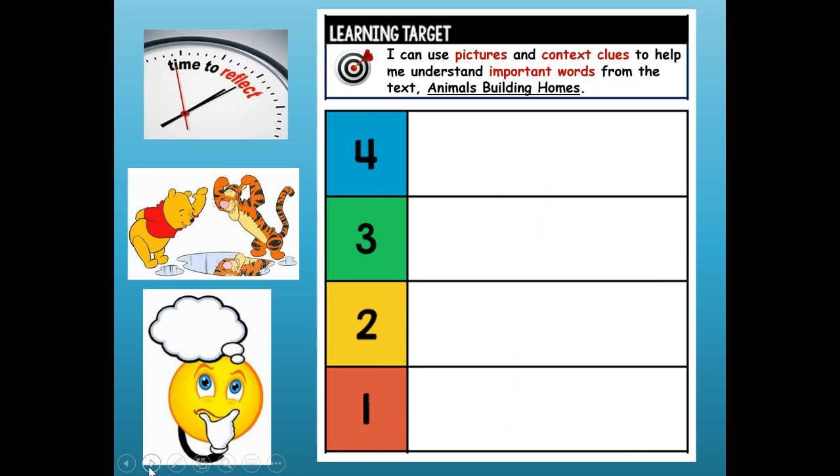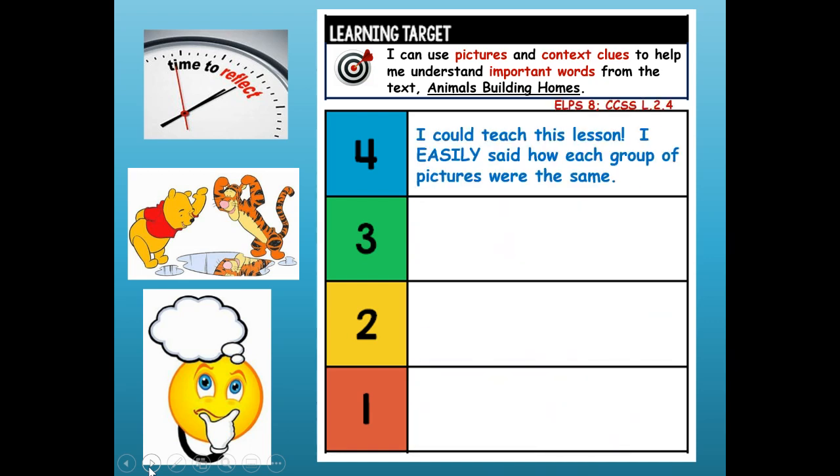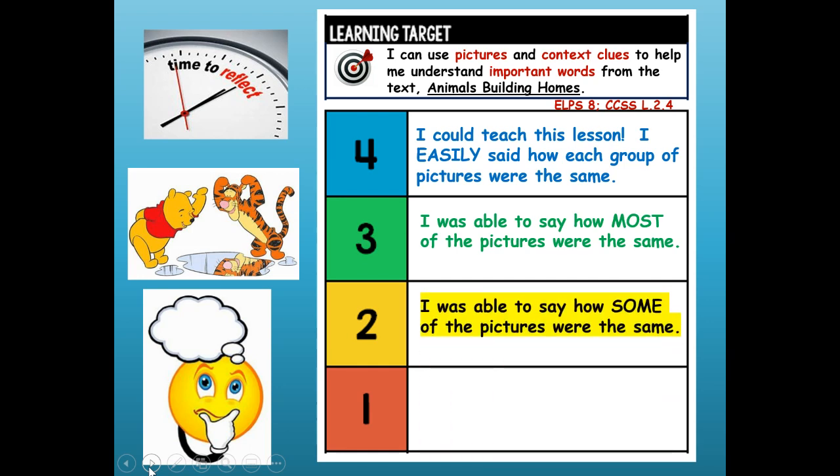I want you to reflect on your learning target. I can use pictures and context clues to help me understand important words from the text, animals building homes. How do you think you did? Right on the top of your paper. Do you think you got a 4? I could teach this lesson. I easily said how each group of pictures were the same. 3, I was able to say how most of the pictures were the same. 2, I was able to say how some of the pictures were the same. Or 1, I was not able to say how any of the pictures were the same. So I want you to give yourself a reflection grade, 4, 3, 2, or 1.